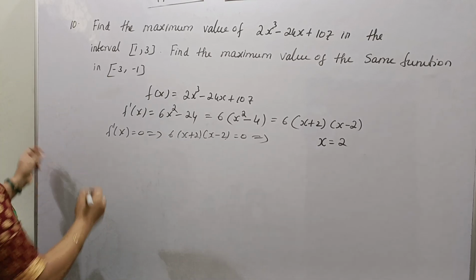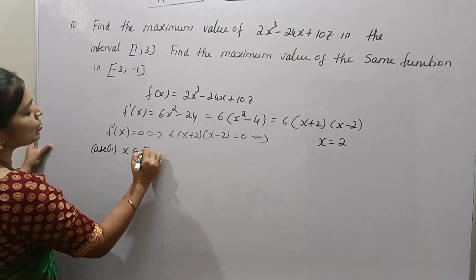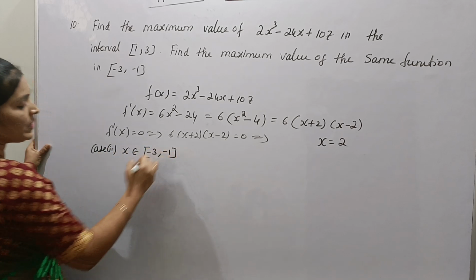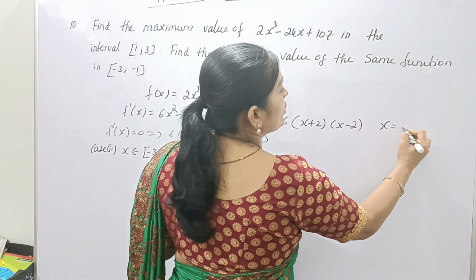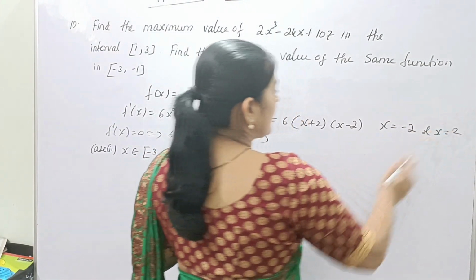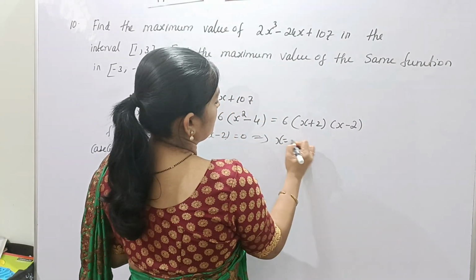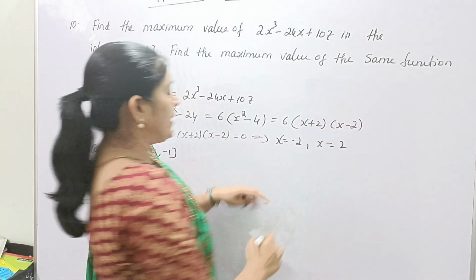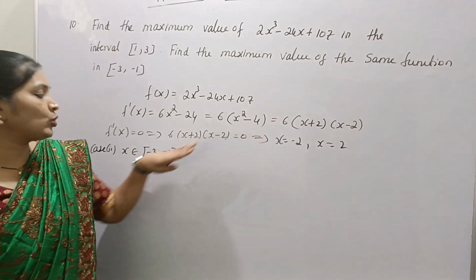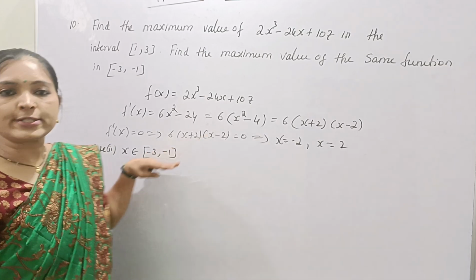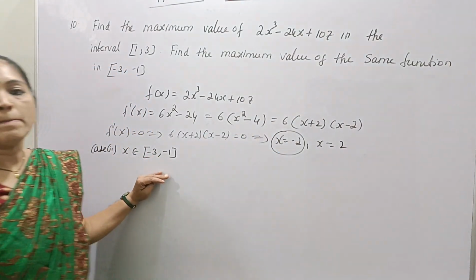Next, case 2: x belongs to the interval minus 3 to minus 1. Here the critical points we have got are x is equal to minus 2 and x is equal to 2, right? But in the second case, minus 2 belongs to this interval, but 2 does not belong to this interval, right? So here we have to take x is equal to minus 2.